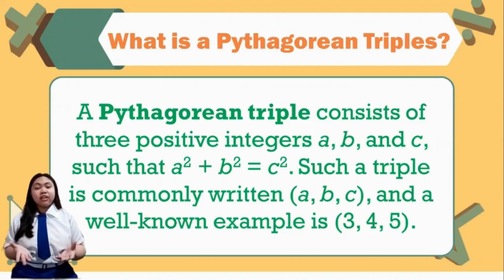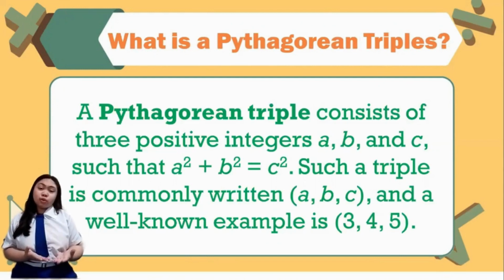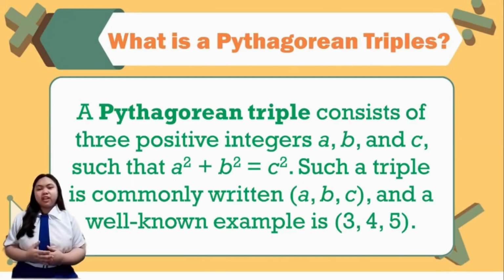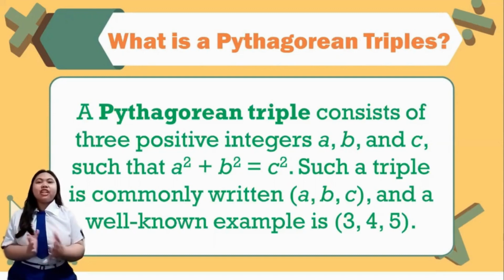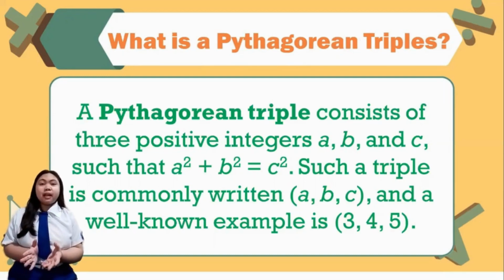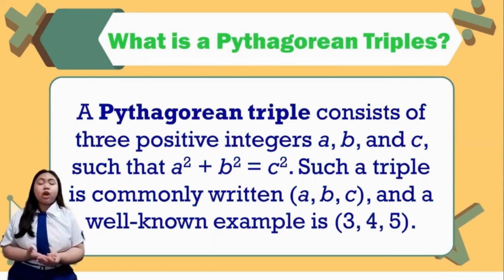Now, as I said earlier, the Pythagorean theorem states that in any right triangle, the square of the hypotenuse is equal to the sum of the squares of the two other legs. The three sides of the right triangle form a Pythagorean triple, commonly written as a, b, c, and a well-known example is 3, 4, 5, which is the smallest Pythagorean triple.